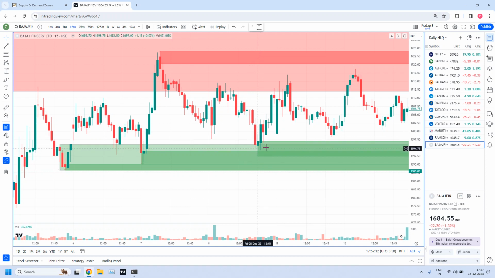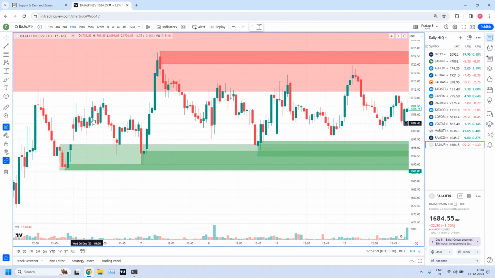See, all these are fresh zones, the moment they are created. See, this is a fresh zone. Next time when price tested it, that means it has already been tested once, so it is no more a fresh zone. And again, what happened? It created a new fresh zone. And again, next time when price entered into this, it gave another entry and gave a good profit.